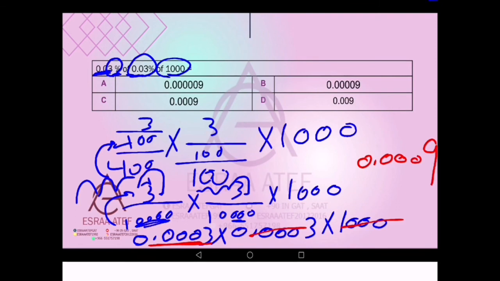So which one will we choose? Okay, and here it will be 0.3, not 3. So it means we have another 0 here. Okay, so the answer will be this one.